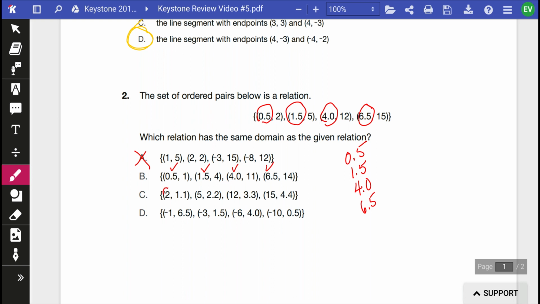C, we start with a 2. That's not on our list. D, we start with -1, and that's also not on our list. So B is the correct answer for number 2. Just remember that you have domain, and the range then is your y values. So you might get questions on either the domain or the range values.